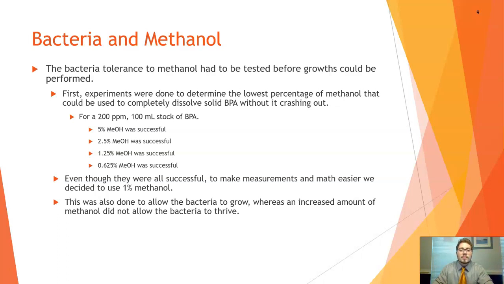So we tested 10% methanol with the bacteria and it did not grow. That's why we chose 5% and lower. Even though they were all successful, to make measurements and math easier, we decided to use 1% methanol in the 200 ppm stock of BPA. This was also done to allow the bacteria to grow, whereas an increased amount of methanol did not allow the bacteria to thrive.